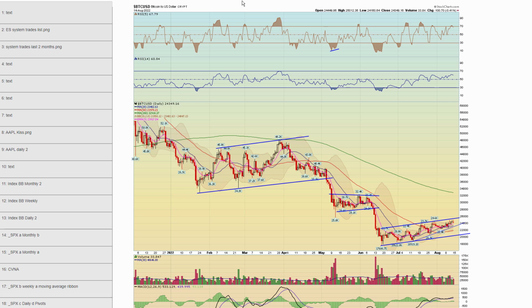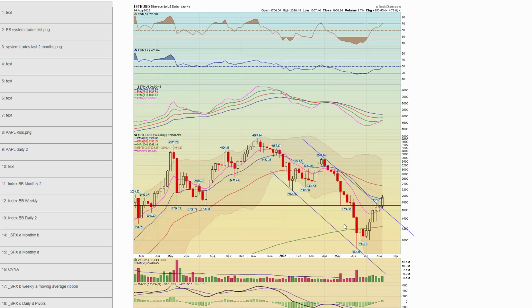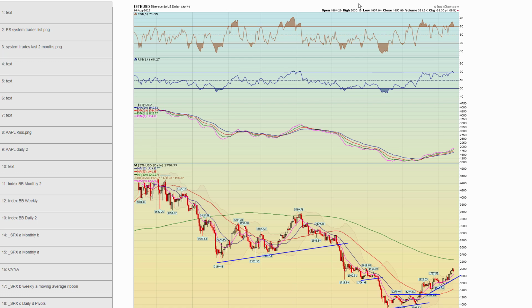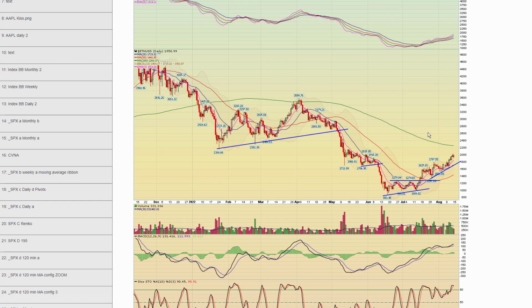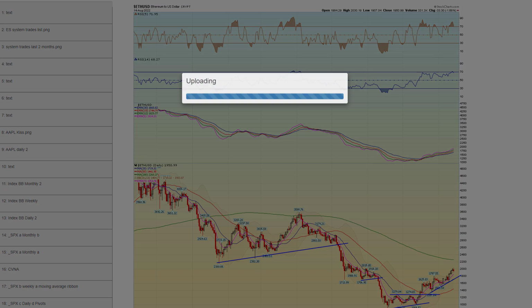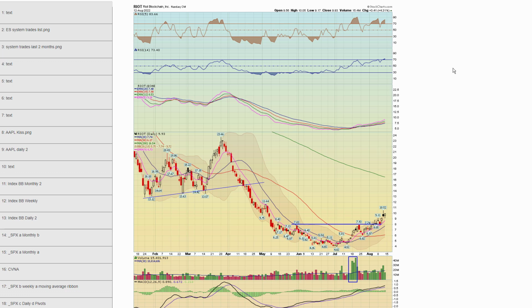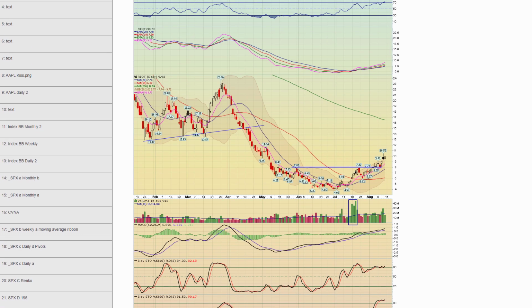Next. Chart 72, Ethereum. Weekly chart. Nice week for Ethereum, up 14%. Next. Chart 73, Ethereum on the daily. Next. Chart 74, Riot. This was a really nice pattern coming off the lows here.